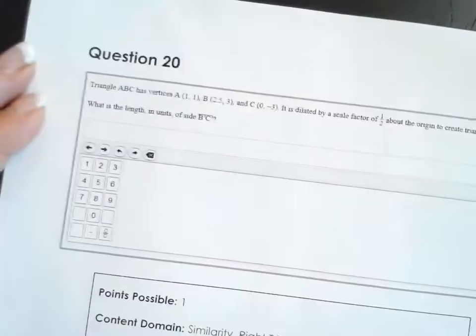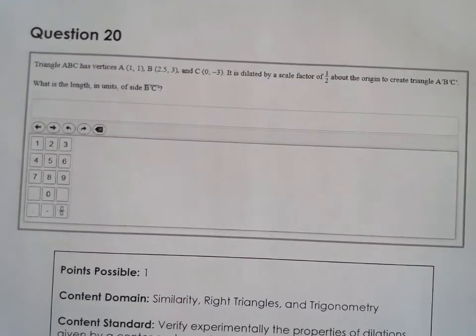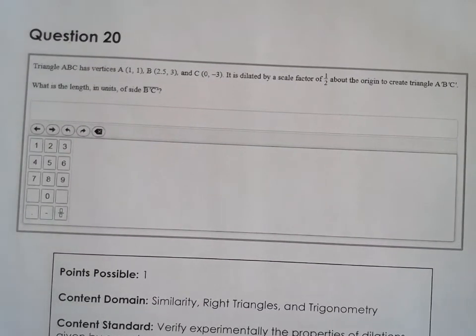Okay. Talking about dilations. We have vertices at A (1, 1), B (2.5, 3), and C (0, -3). It's dilated by a scale factor of 1/2 to create that triangle. And so what's the length of BC of the dilated triangle? All right, you with me on that?